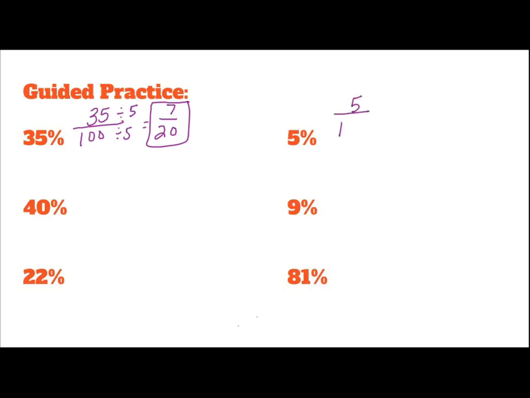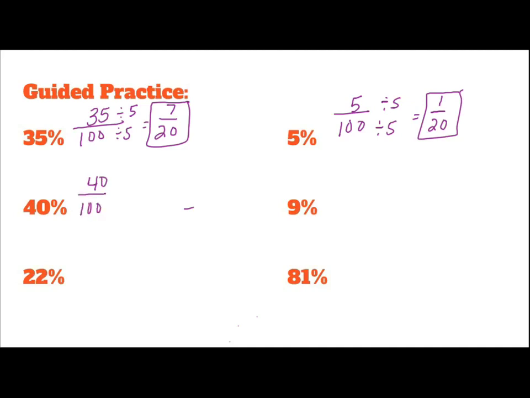5% would be 5 over 100. So then I'm going to simplify by 5, because that's the only thing that 5 can be divided by. And that will give me 1 over 20. I know this is in simplest form because 1 is my numerator.